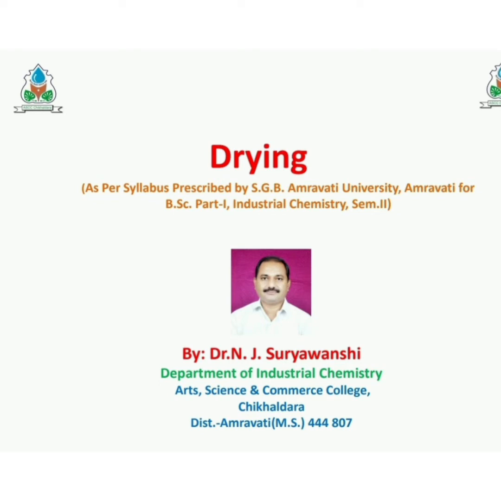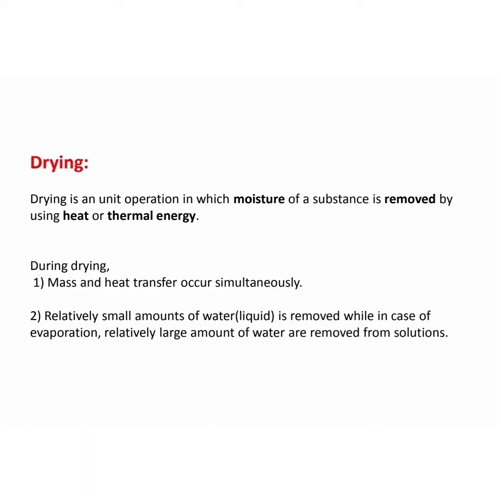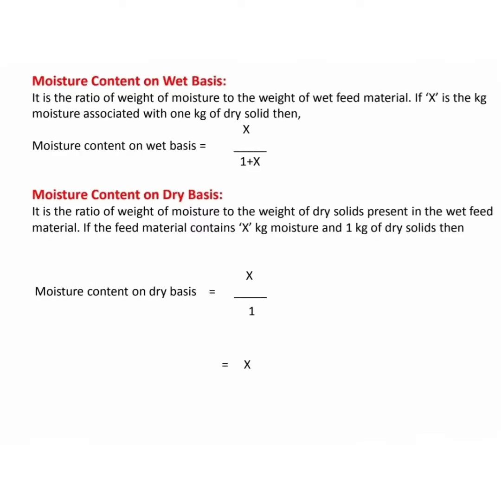Today we are going to see the unit operation drying. Let's first see what is drying. Drying is a unit operation in which moisture of a substance is removed by using heat or thermal energy. During drying, mass and heat transfer occur simultaneously. Relatively small amounts of water are removed, while in the case of evaporation, relatively large amounts of water are removed from solutions.